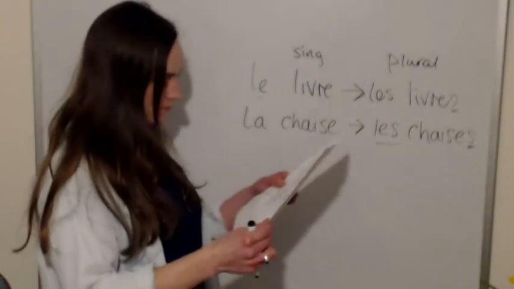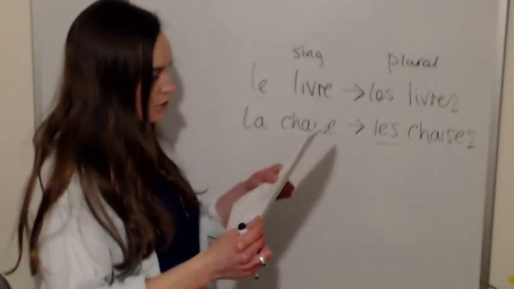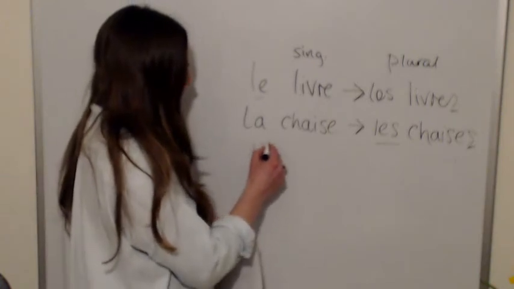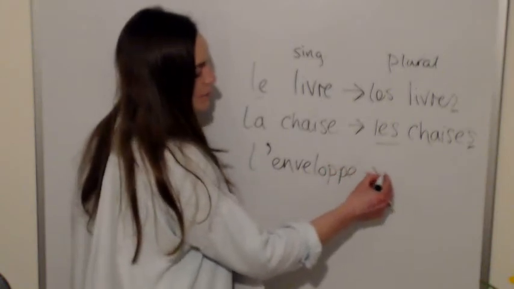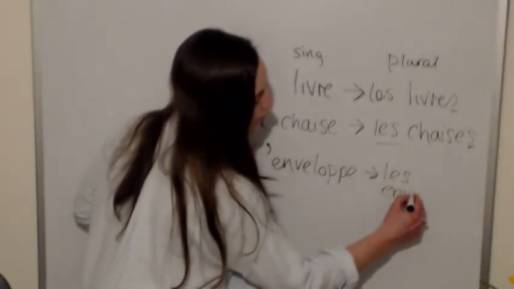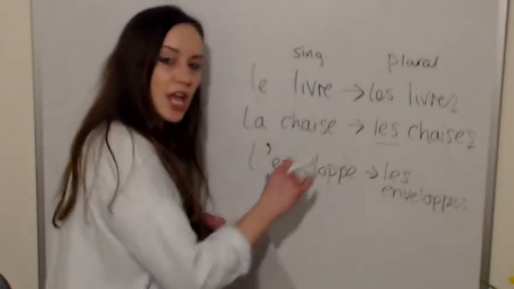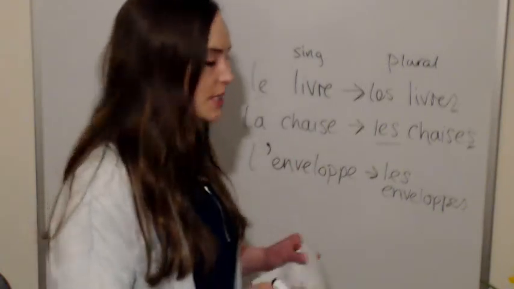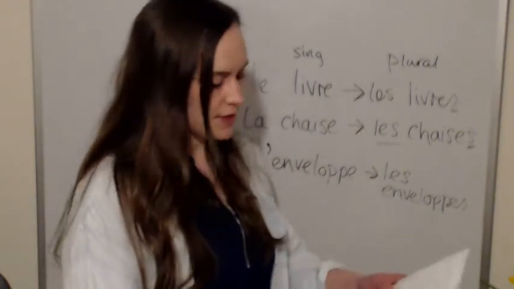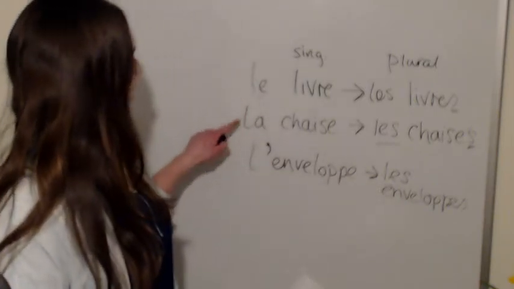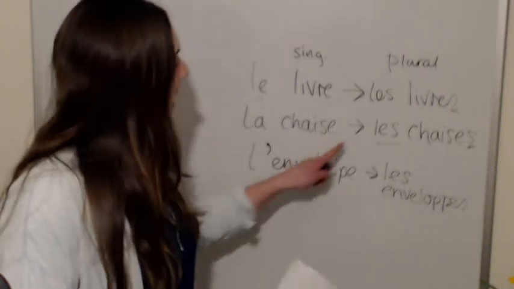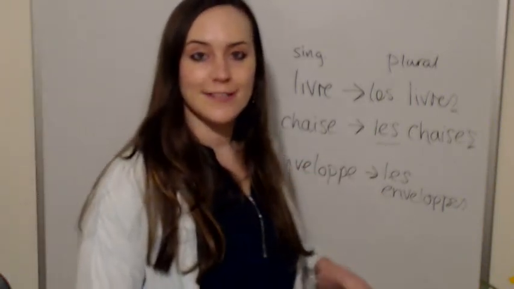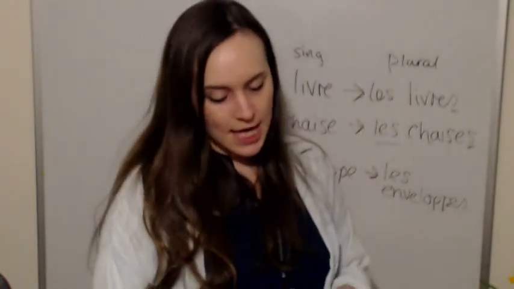And also, for example, L apostrophe envelope. L'enveloppe becomes les enveloppes. Envelopes. Now, that's a general rule. There are some that look a little bit different than that, but we're concentrating on the regular ones for now. So, le, la, L apostrophe en français, and les in the plural. So that's how you say the in French.